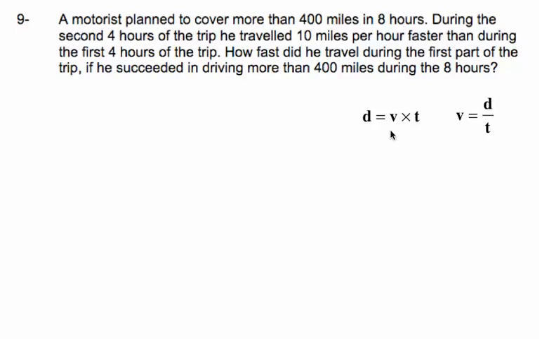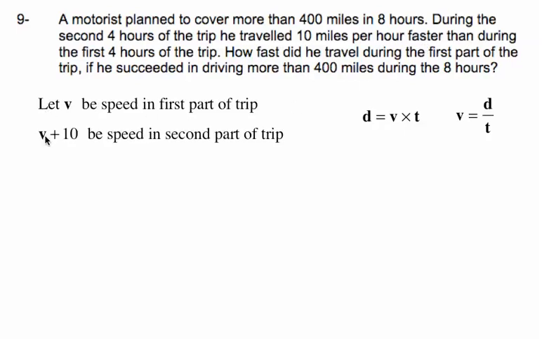So what I'm going to say is let v be the speed in the first part of the trip. We have two parts of the trip. During the second 4 hours, he traveled 10 miles per hour faster than during the first part. So we're comparing the second velocity to the first velocity. So v is the speed in the first part, and in the second part he traveled 10 miles per hour faster, so v plus 10 is the speed in the second part of the trip.